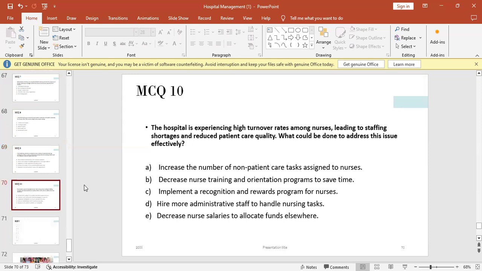Last MCQ is, the hospital experiences high turnover rates among nurses, leading to staffing shortage and reduced patient care quality. What could be done to address this issue effectively? Increase the number of non-patient care tasks assigned to nurses, decrease nurse training and orientation programs to save time, implement a recognition and reward program for nurses, hire more administrators to handle nursing tasks, or decrease nurse salaries to allocate funds elsewhere. It's C. Implement a recognition and reward program for nurses. It's C.